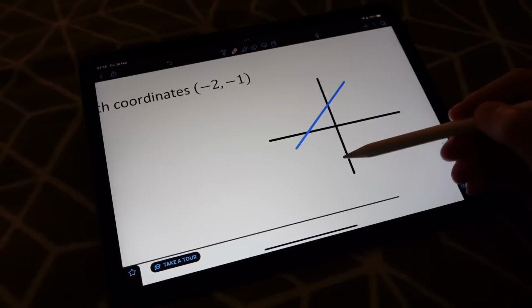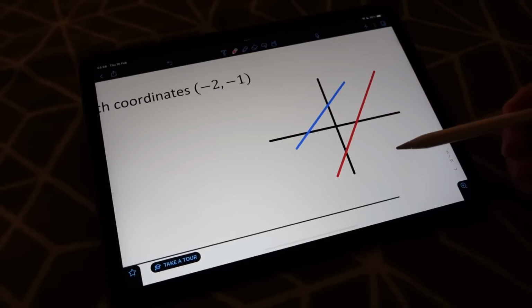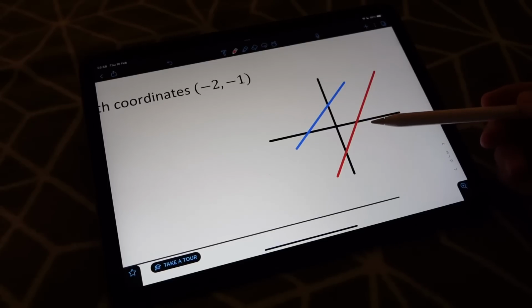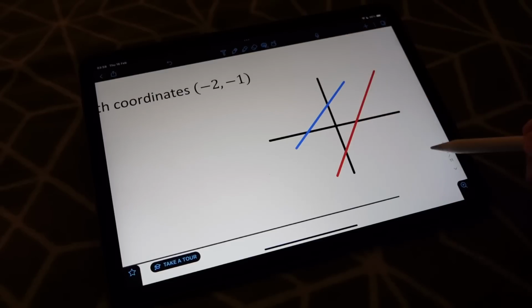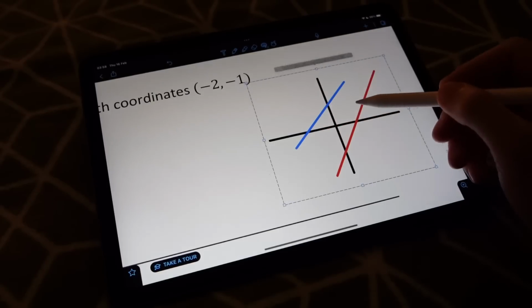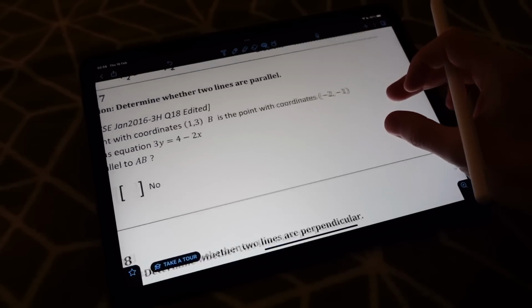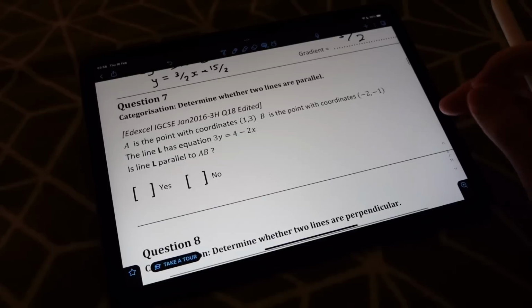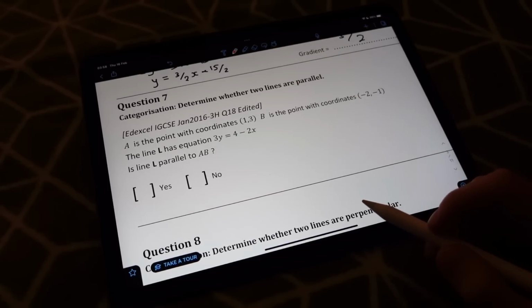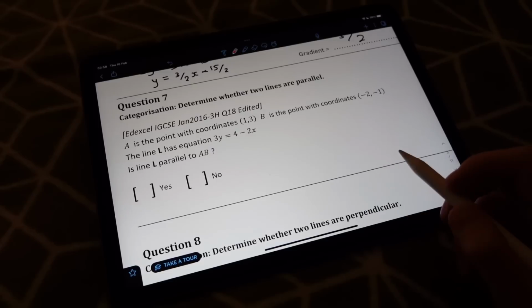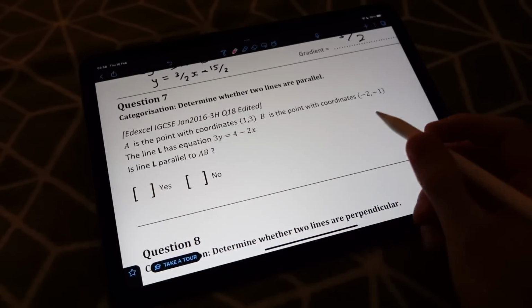If this one wasn't parallel, let's say it was like this, they don't have the same gradient. We can clearly see that the steepness is not the same. Let's delete that. So, if we can work out the gradient of both lines and they are the same, then we would say yes. If they're not, then no.